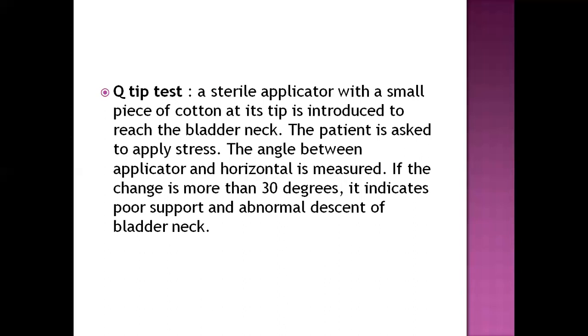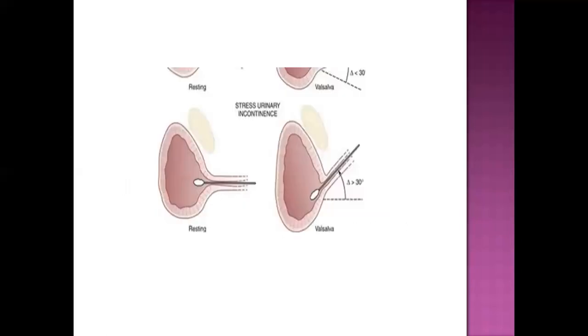That's why, while diagnosing, we ask the patient to stress in order to determine whether there is involuntary passage of urine or not. So in the Q-tip test, there is a cotton at the tip of the Q-tip, and we introduce it to the bladder neck. The patient is asked to apply stress. The angle between the applicator and the horizontal is measured. This is the angle which is to be measured.